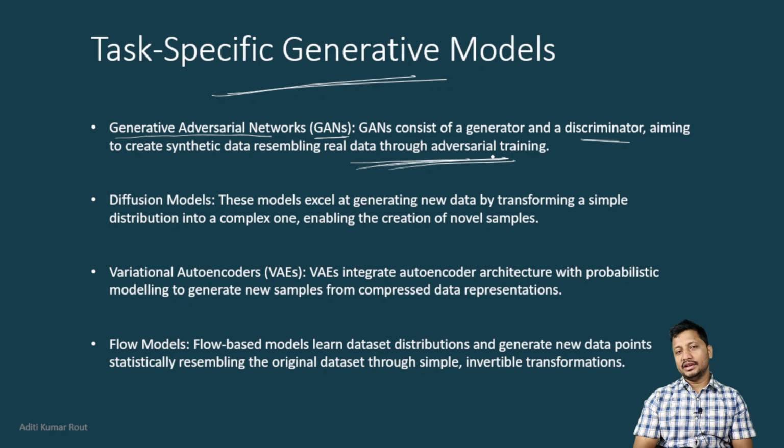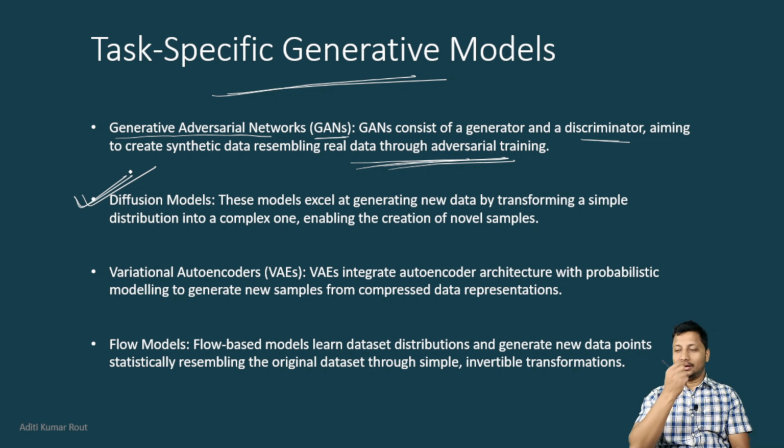And the second category here is the diffusion model. These models excel at generating new data by transforming a simple distribution into a complex one, enabling the creation of novel samples. This is the beauty, or the unique characteristic, of a diffusion model. The third category is the variational autoencoder. It integrates an autoencoder architecture with probabilistic modeling to generate new samples from a compressed data representation.